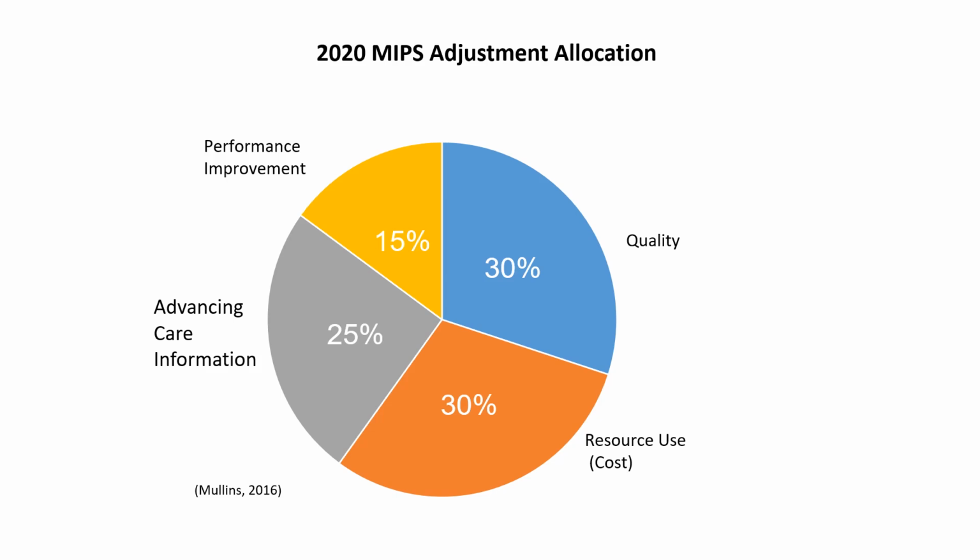When the program began back in about 2017, there was a lot more of an emphasis on advancing care information, or using EMRs, because many practices and organizations at that time hadn't gotten to where they needed to be. And over time, it switched over to quality and to cost.